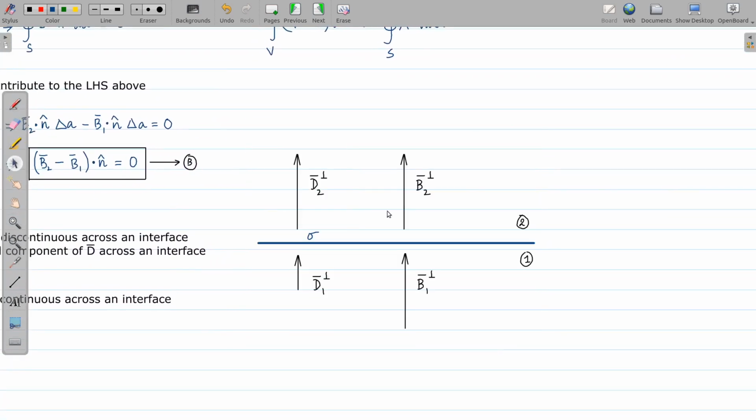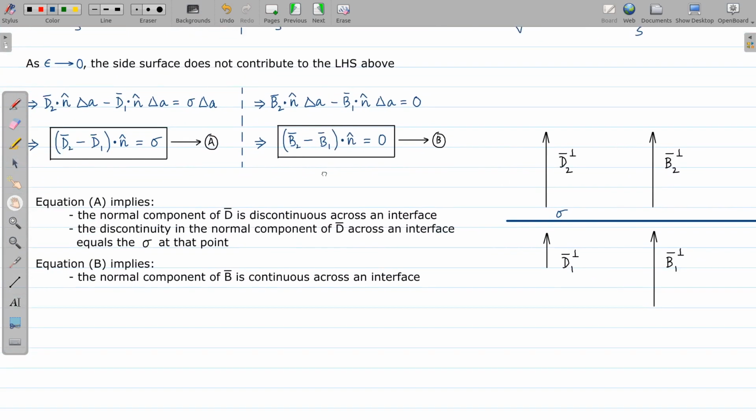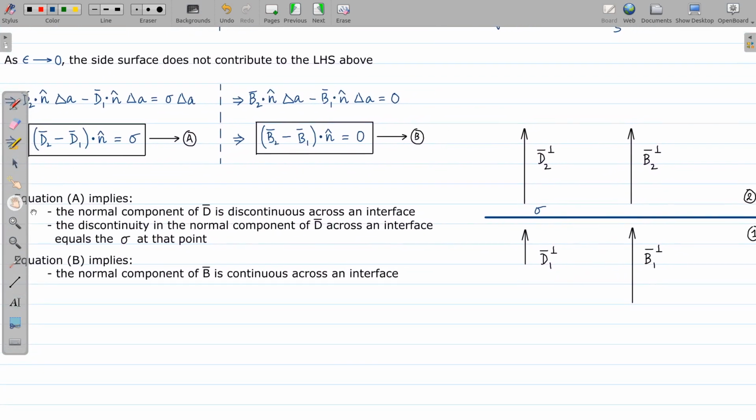One way to understand this is in this way. I have a medium. This is the interface, and let's say sigma is the surface charge density. This is medium 1 and this is medium 2. This is the normal component of electric displacement in the first medium. This is the normal component of the electric displacement in the second medium. What equation number A is essentially telling us is that this minus this is equal to this. That's why you can see the difference here.